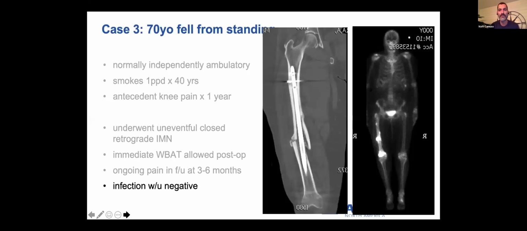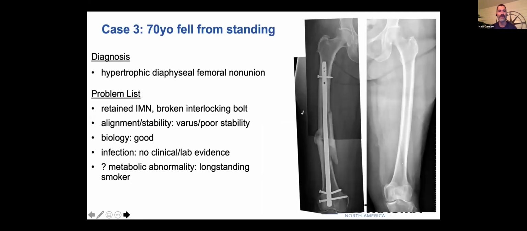We've worked her up for infection. It's clearly not healed, but there's no other evidence of infection from at least a laboratory and bone scan evaluation. So as I look at this, my diagnosis was that this is a fracture that's trying to heal. It's hypertrophic, but it just can't do it because we didn't provide it with enough stability. But now I've got this problem list that I've got to take into account to try to manage the non-union.